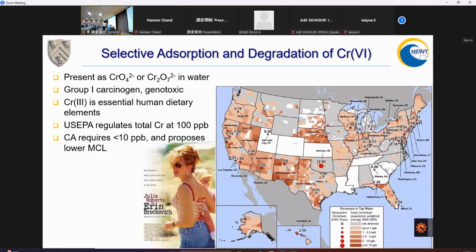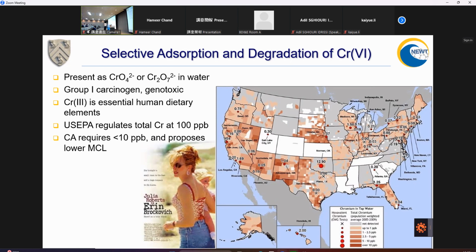Another study we did was for hexavalent chromium removal. Hexavalent chromium is a notorious groundwater contaminant. Many of you might have seen the movie Erin Brockovich, one of my favorite movies when I was a graduate student in the environmental engineering program. Hexavalent chromium is highly toxic. It's a known carcinogen, a group 1 carcinogen, meaning it's known to cause cancer in humans.